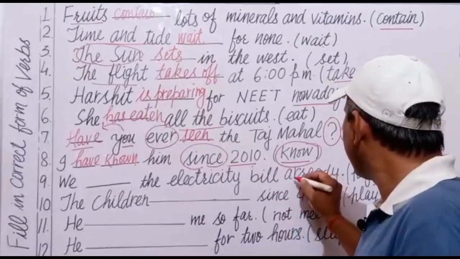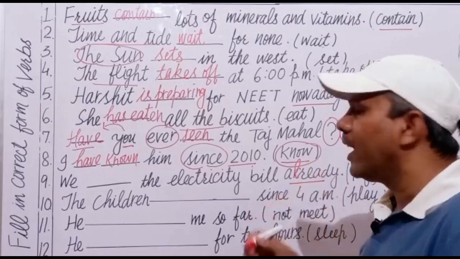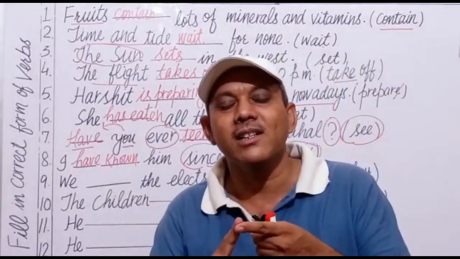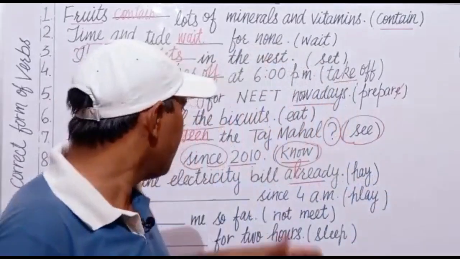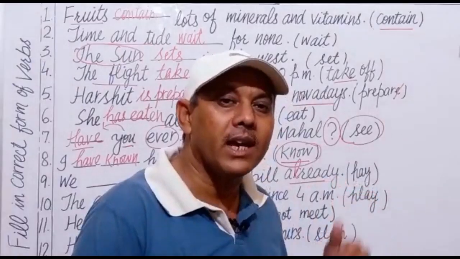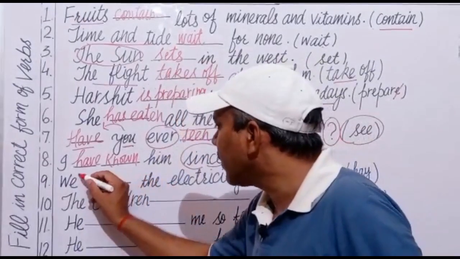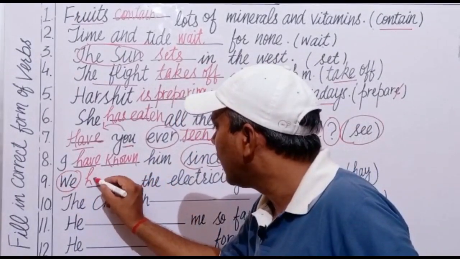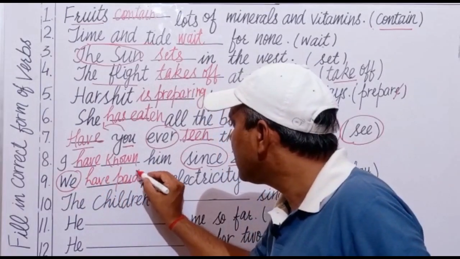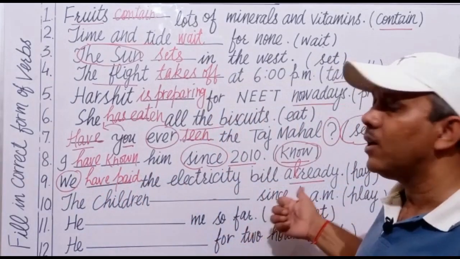Next is: we dash the electricity bill already. This is the word already, which is a keyword for present perfect tense. For example, we dash the electricity bill already paid. We have paid, because we is a plural subject. We have paid, P-A-I-D, the electricity bill already.